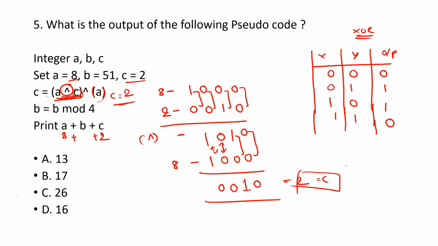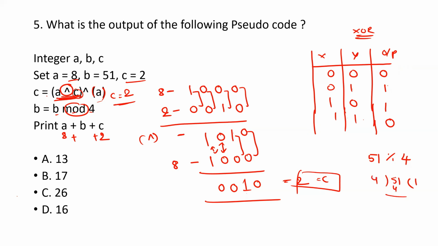Now, after this, we have to update B. So B is B mod 4. Mod means nothing but percentage. Now, what is the value of B? B is 51 mod 4, right? Mod means you have to find the remainder after dividing by 4. So if you divide 51 by 4, what will happen?